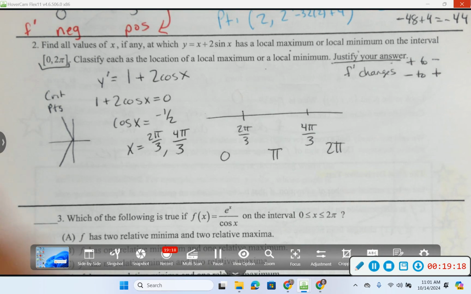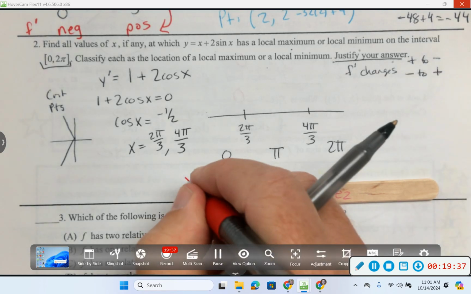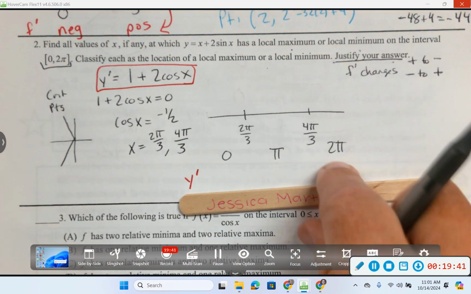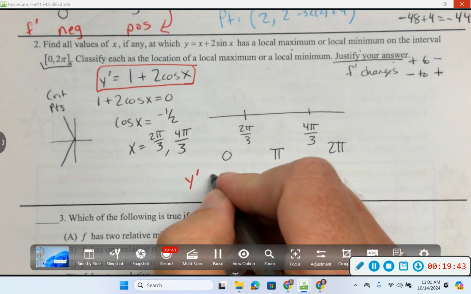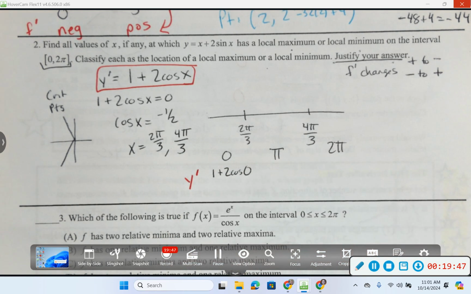And then, Jessica, where am I plugging those into? How am I going to use those values? Am I plugging them into y or y prime? Y prime. Because I want to know if we're increasing or decreasing. Because that will tell me maxes and mins. So y prime, which was right here. Oh, this might be a little bit yucky. 1 plus 2 cosine of 0.